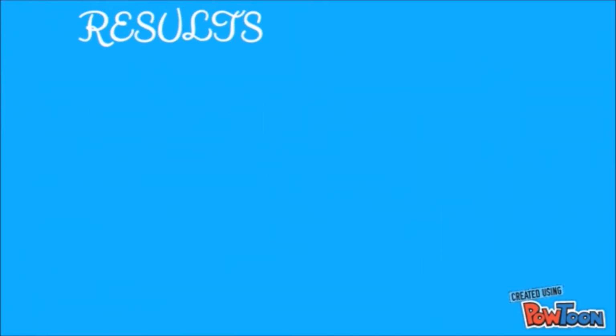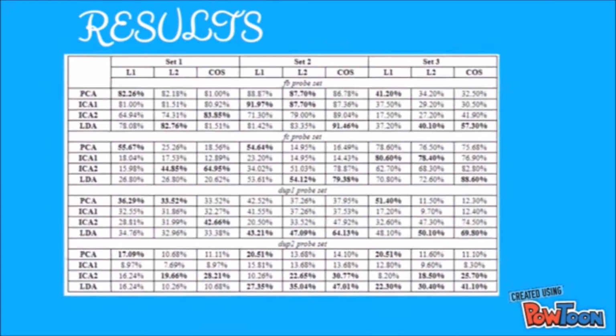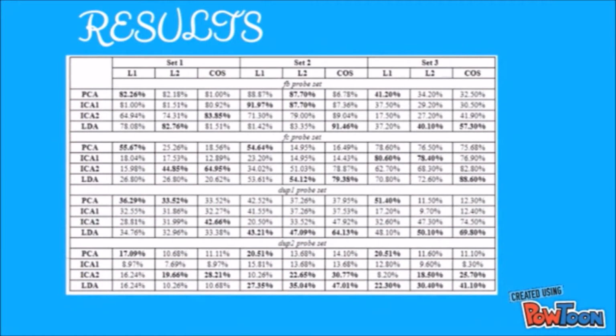Now we will discuss and analyze the result. The table combines 3 results from 3 different research papers. For the FB probe set image, Set 1 and Set 2 results show that they had almost the same recognition rate for all the combinations. From this, it shows that ICA1 plus L1 is the most stable and has the highest recognition rate compared to other combinations, but there are some combinations which had almost the same result as ICA1 plus L1, which are LDA plus COS, ICA1 plus L2 and PCA plus L1.